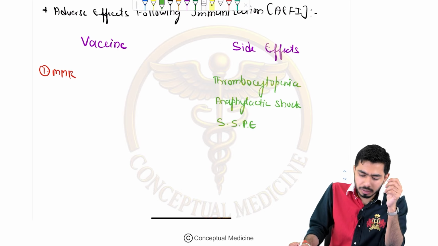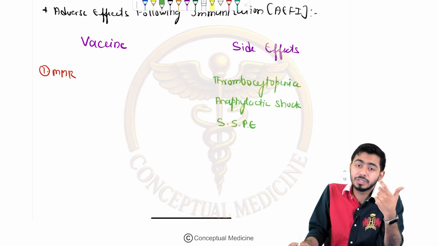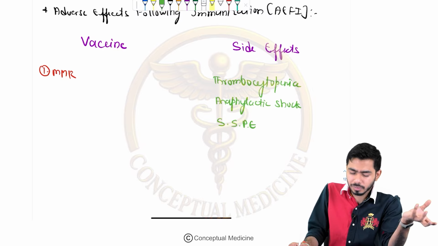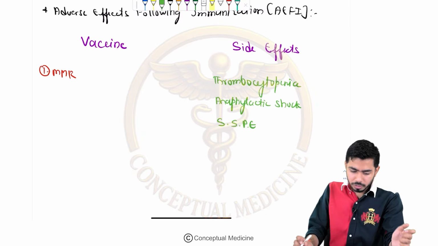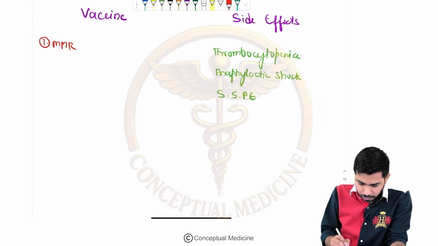It is not that common, but it is mainly caused by the measles component. So SSPE, subacute sclerosing panencephalitis, is a complication or side effect as far as the measles component is concerned. Okay, these are the side effects for the MMR vaccine.